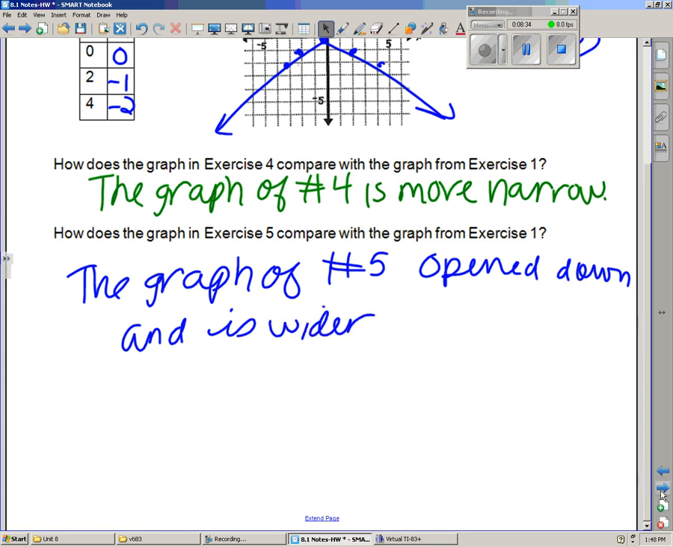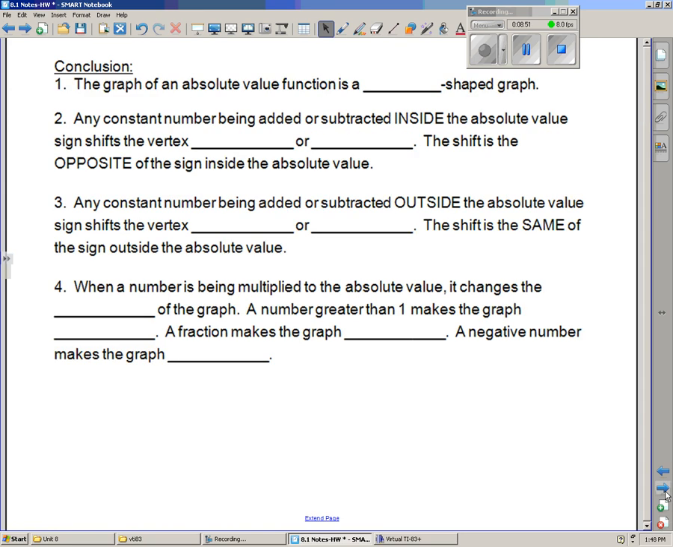Well, all of these things happen to be shifts, and you can actually look at the equations to figure out what's going to happen. So here's sort of a cheat sheet of how to figure that out. We don't do a ton of this in Algebra 1, but you should get a sense of what's happening as you move forward. The graph of an absolute value is always going to be a V-shaped graph. Any constant number being added or subtracted inside the absolute value sign shifts the vertex to the left or to the right. The shift is opposite of the sign in the absolute value.